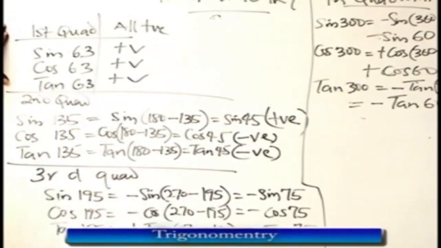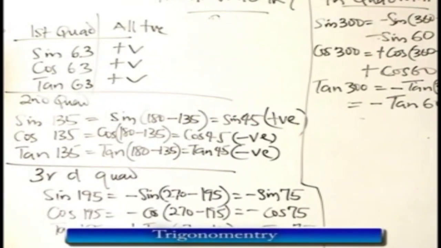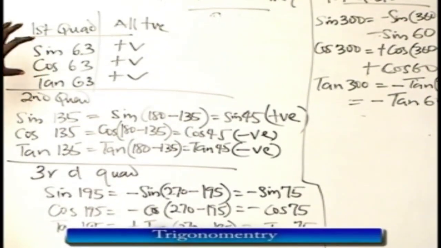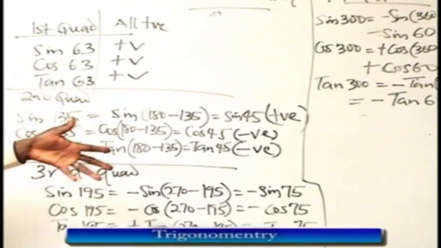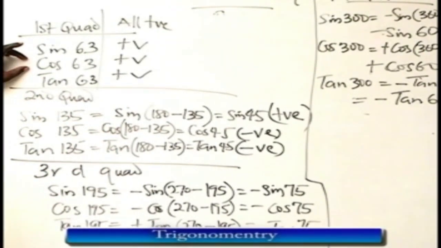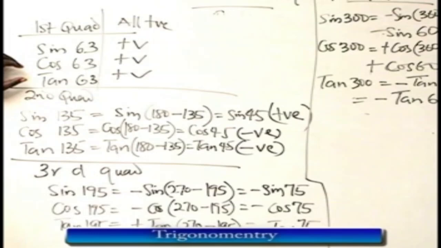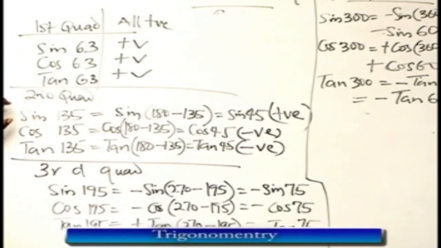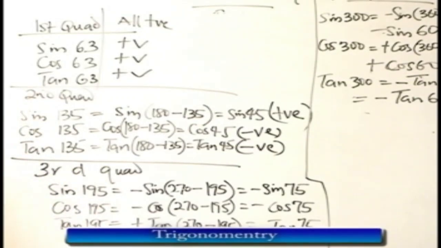In the first quadrant are angles between 0 and 90. And I've chosen 63 as an example. Sin 63 is positive, cos 63 is positive, tan 63 is positive. We move from there to the second quadrant. The second quadrant are angles between 90 and 180.